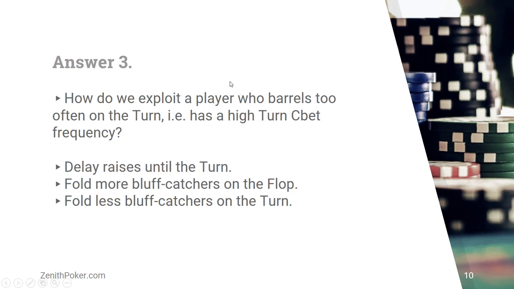The reason why you're folding more bluff catches on the flop is because with the turn c-bet frequency being too high, you can't get to showdown as often as you would want. Although that is made up slightly by the fact that you can lead the river if he checks back.